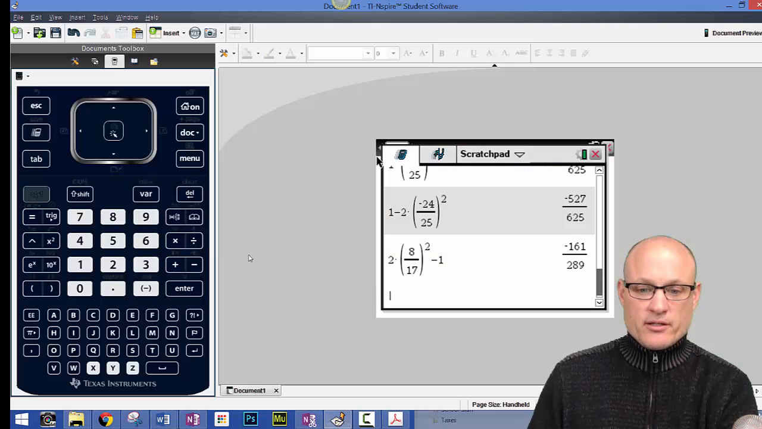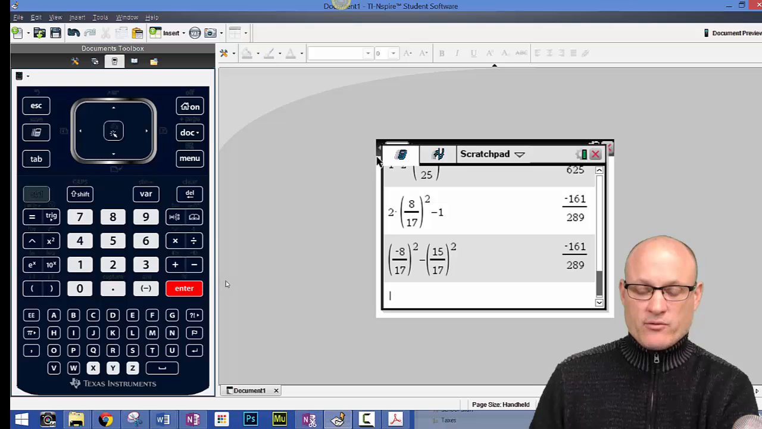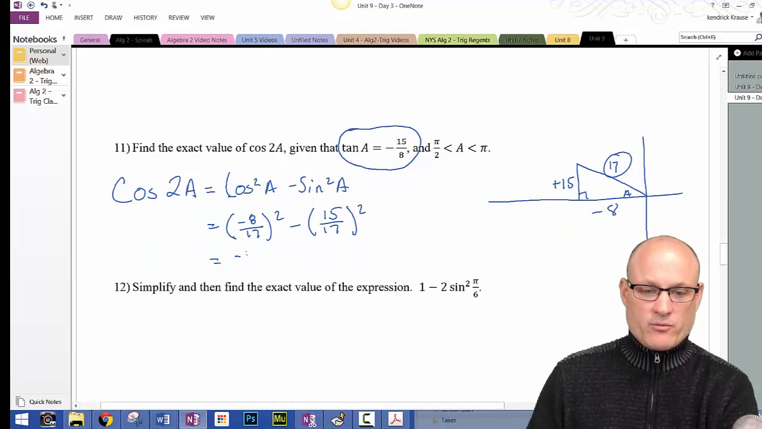Go to my calculator, parentheses, negative 8 divided by 17 squared minus, parentheses, 15 divided by 17 parentheses squared. And we get negative 1, ooh, we got that same number. Negative 161 over 289. That's really weird. Negative 161 over 289. What if I had chosen one of the others to do?